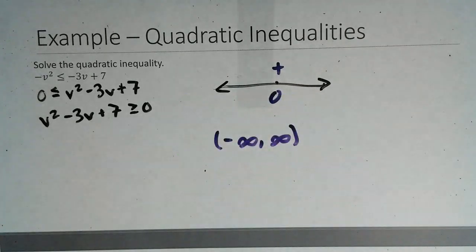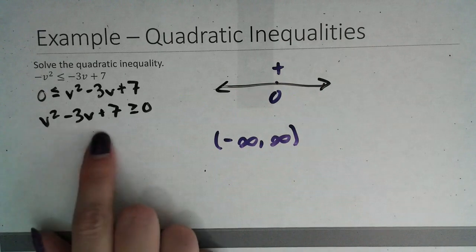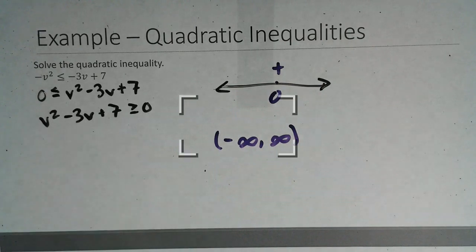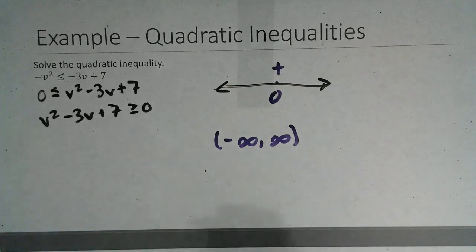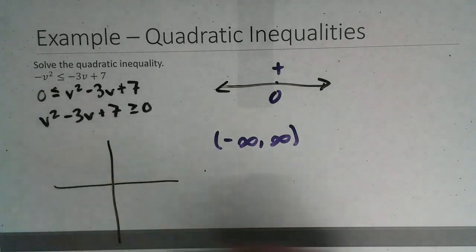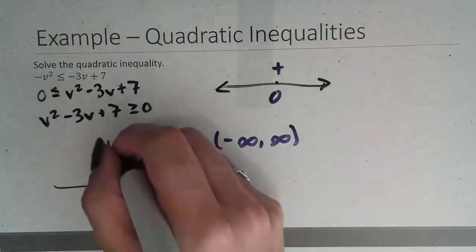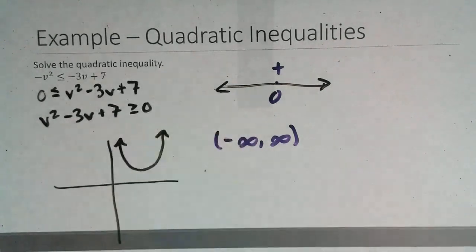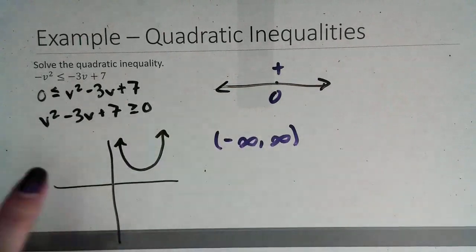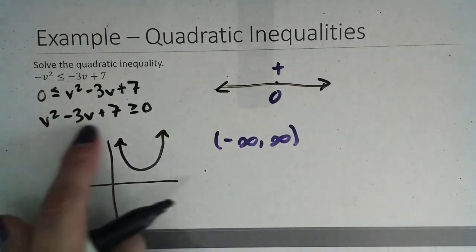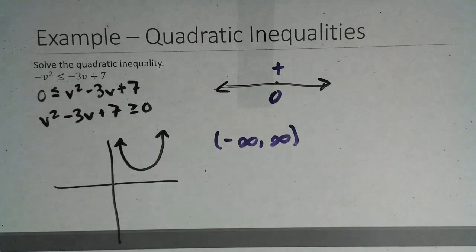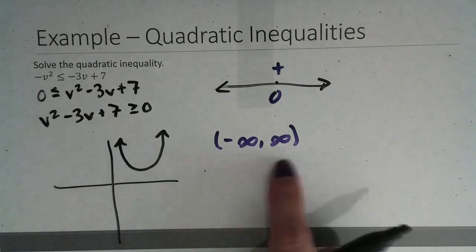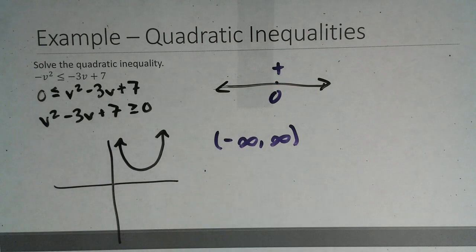Remember how I said that graphically this entire graph is above the x-axis, doesn't touch the x-axis? It doesn't touch the x-axis and it opens up. So if it doesn't touch the x-axis and it opens up, that means it has to be above the x-axis. What we're trying to do is find the x values such that the y value is positive. It's always above the x-axis, the y value is always positive. That's why we're getting all real numbers. Kind of interesting there.